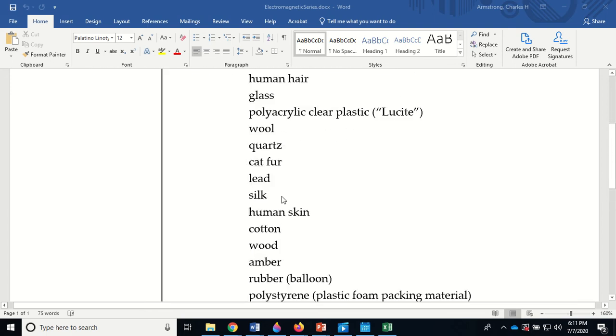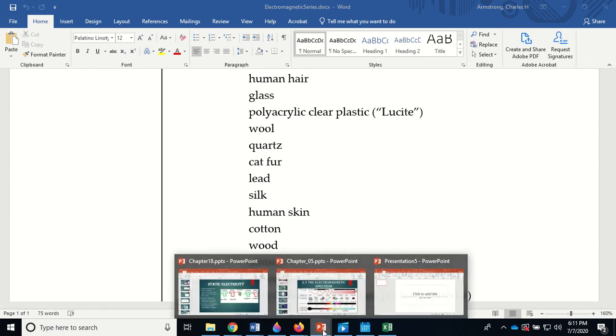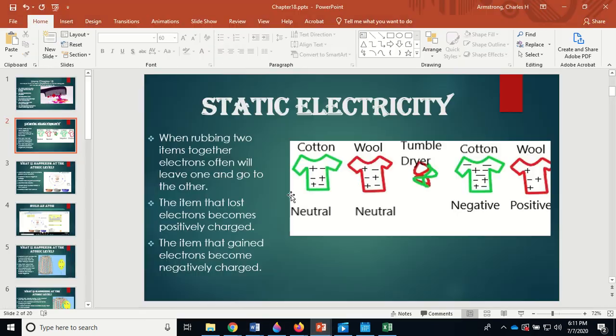Right here we can see there's wool, there's cotton. That means we rub wool and cotton together like in the dryer. Wool will give up electrons to the cotton. Cotton will gain electrons from the wool. The cotton becomes negatively charged. The wool becomes positively charged. And that's what we're trying to show right here.